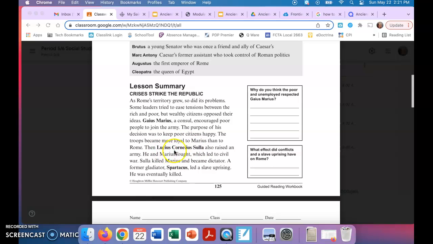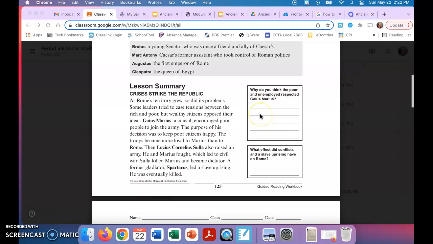Then Lucius Cornelius Sulla also raised an army. He and Marius fought, which led to a civil war. Sulla killed Marius and became dictator. A former gladiator, Spartacus, led a slave uprising. He was eventually killed. So, why do you think the poor and unemployed respected Gaius Marius?